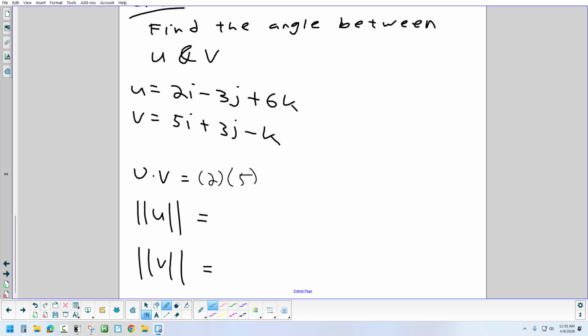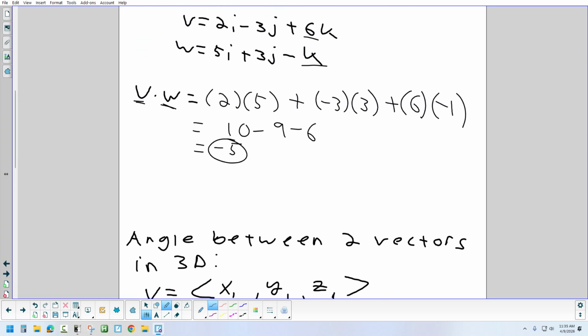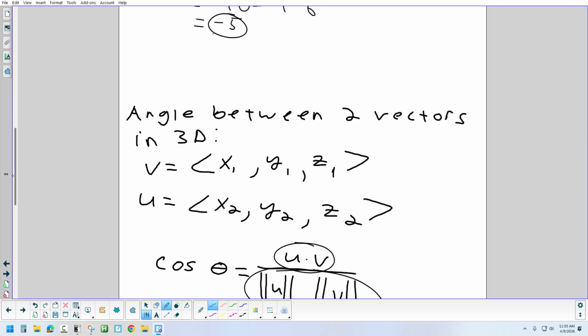2 times 5, plus negative 3 times 3, plus 6 times negative 1. Perfect, and we already did that. That's the exact dot product I gave you up above. 2 times 5, negative 3 times 3, 6 times negative 1. The dot product is negative 5.